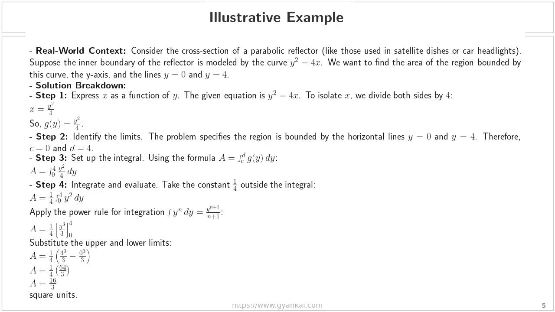Step 4, finally, we integrate and evaluate. To simplify the calculation, let's take the constant, 1/4, outside of the integral. Now, we integrate y squared with respect to y. Applying the power rule for integration, we increase the exponent by 1 and divide by that new exponent, which results in y cubed over 3. Now, we apply the fundamental theorem of calculus by substituting our limits. We plug in the upper limit, 4, and subtract the result of plugging in the lower limit, 0. 4 cubed is 64, so we have 64 over 3 minus 0. When we multiply 64 over 3 by our constant, 1/4, we arrive at our final answer, 16/3 square units.